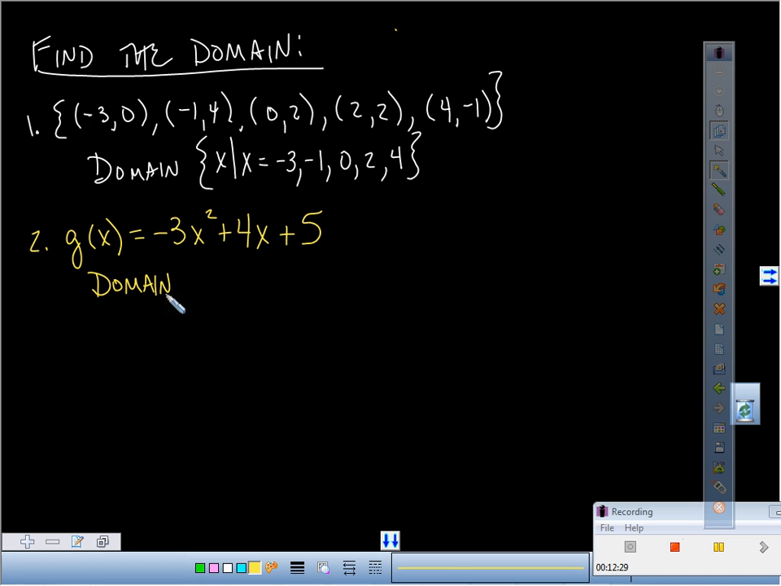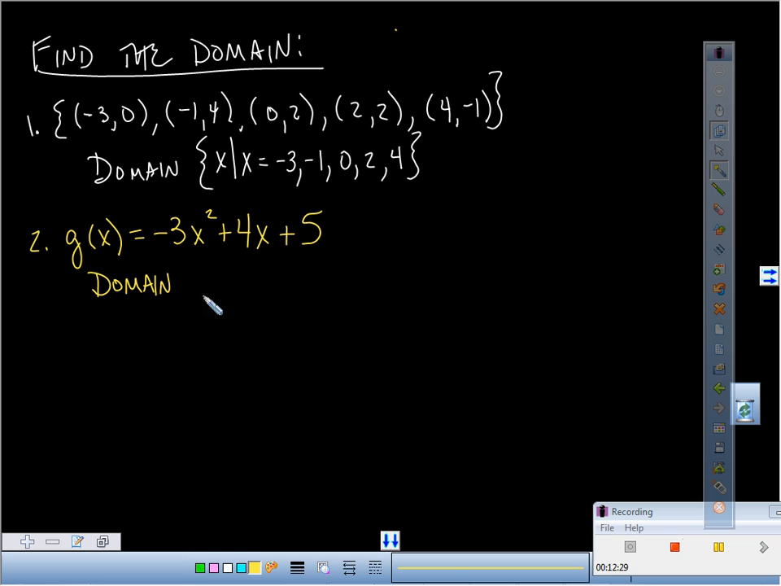Okay, domain. This is a discrete function. It's just a bunch of points. It's not connected. Broken, is what we say about a discrete function. All right, does anybody know what its domain is? Why? Yeah, y'all listen, don't miss one like this, okay?